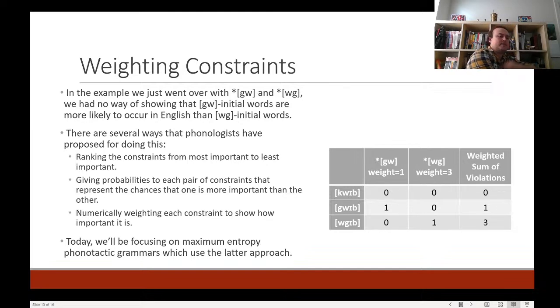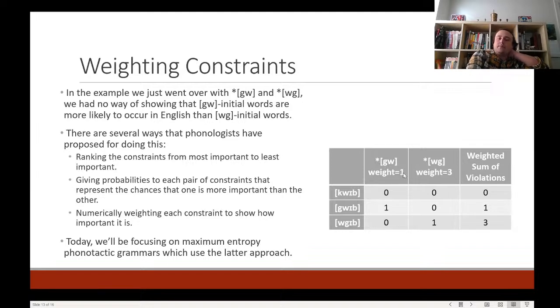So we'll be talking about it today. We'll be talking about it some in 2 weeks. And we'll also be talking about it in detail during the Python lecture for this week. Over here, I have an example of a maximum entropy grammar using those words from before: quib, gwib, and wgib. In our first column, we've got that star gwa constraint, but now we also have a weight showing how important it is for our grammar.